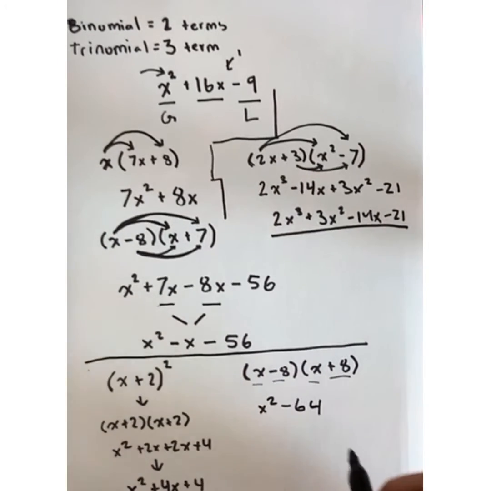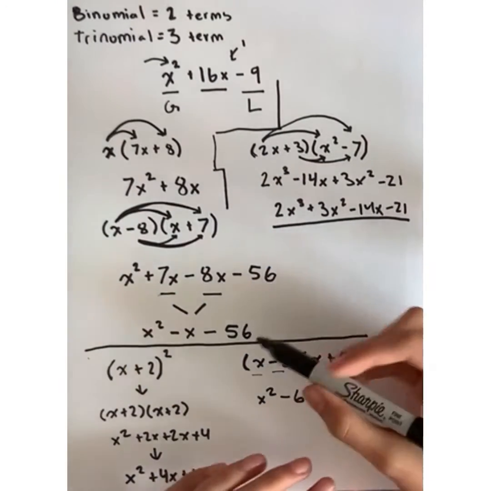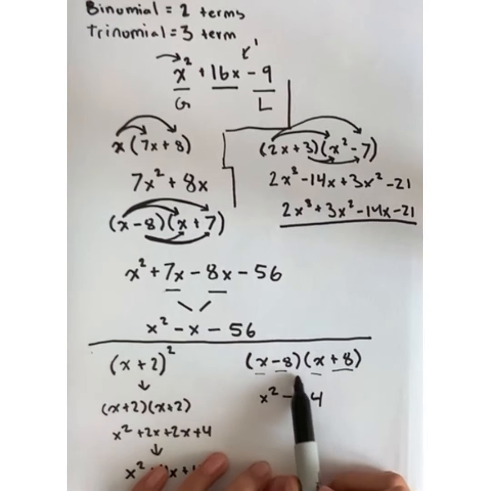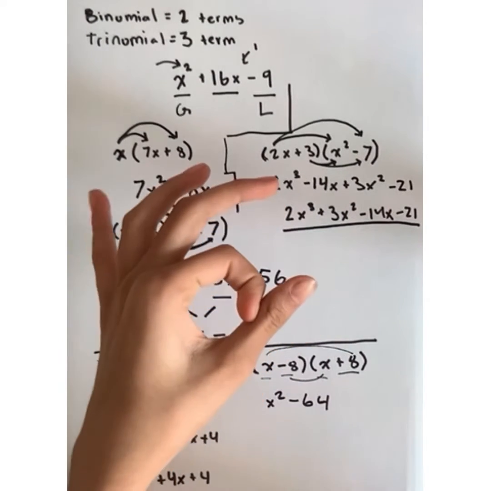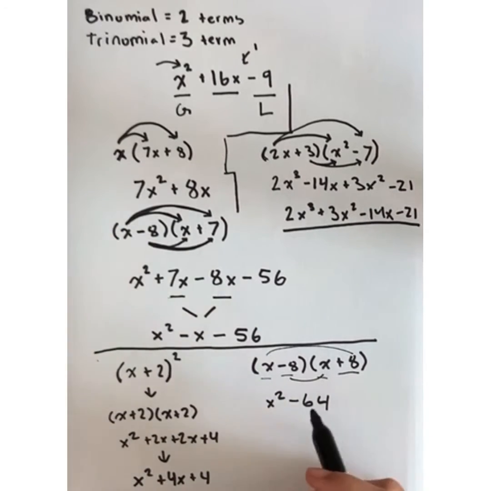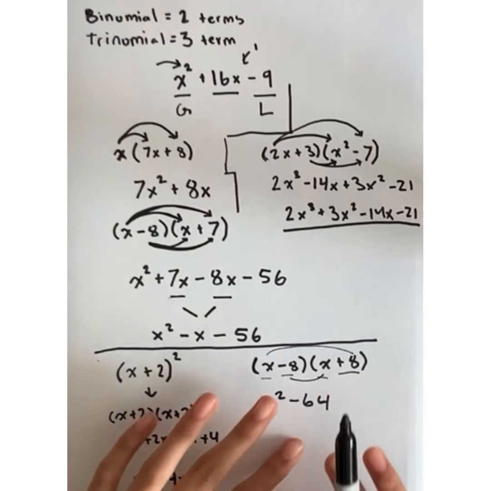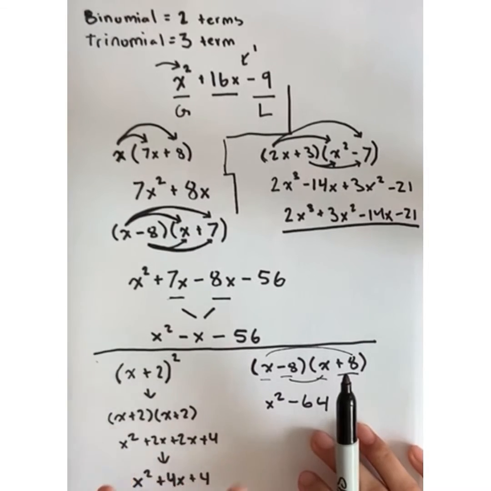You don't even need to do the middle part. Why? Well, if you do that, plus 8x minus 8, plus 8x minus 8x, which equals 0. And guess what? That's just going to be a waste of your time. So yeah, that's how you're going to do that.